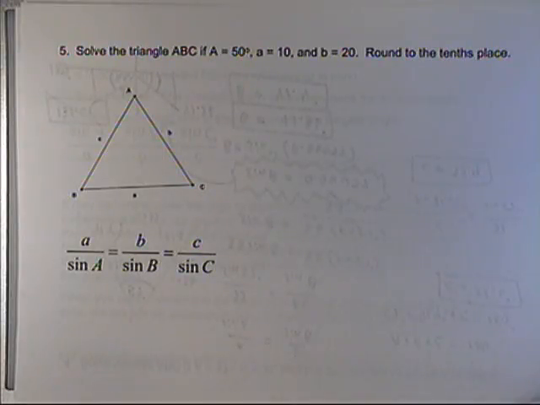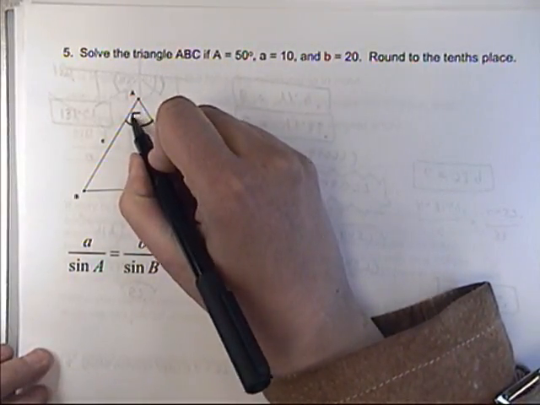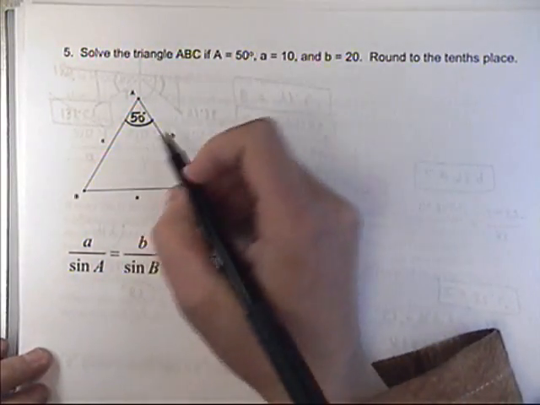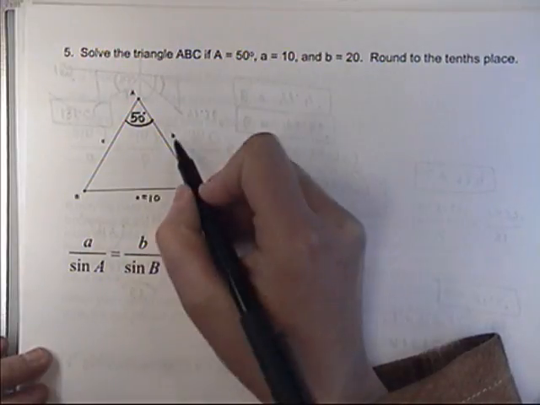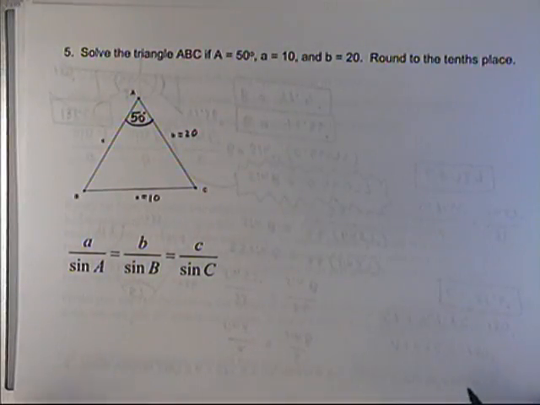Okay, on this one, again, I will begin by labeling the angles and sides that I've been given. Angle A is 50 degrees, side A is 10, side B is 20. So, what should I do? Well, I'm going to try to find side B.